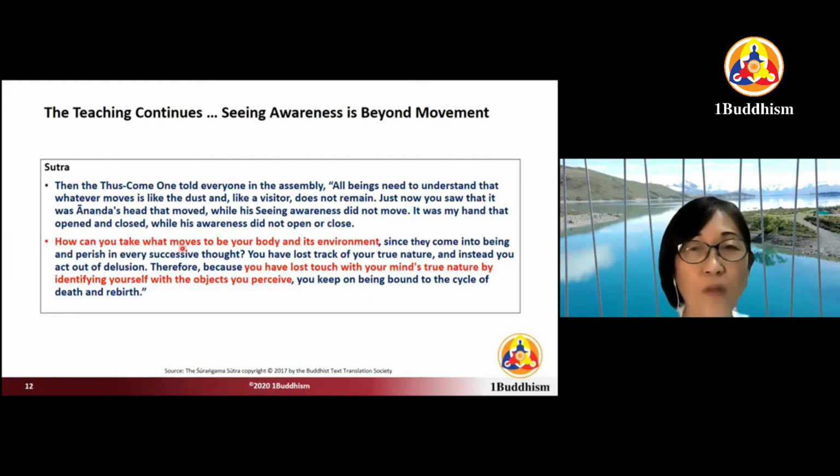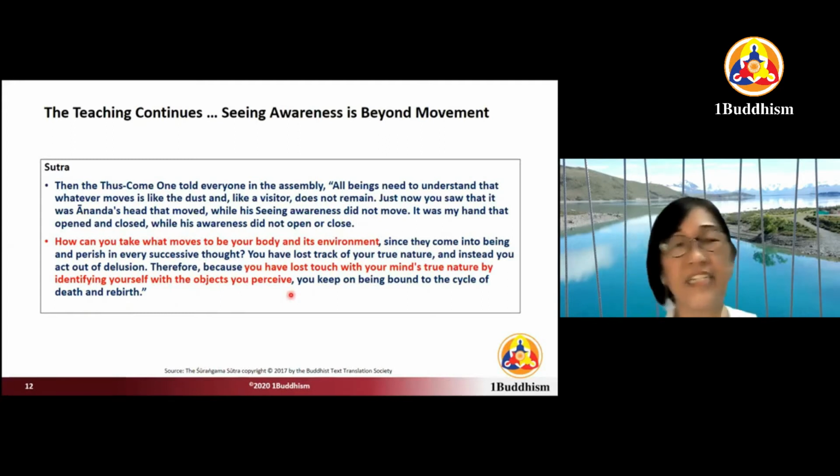How can you take what moves to be your body and its environment, since they come into being and perish in every successive thought? You have lost track of your true nature, and instead you act out of delusion. Therefore, because you have lost touch with your mind's true nature, by identifying yourself with the objects you perceive, you keep on being bound to the cycle of death and rebirth.